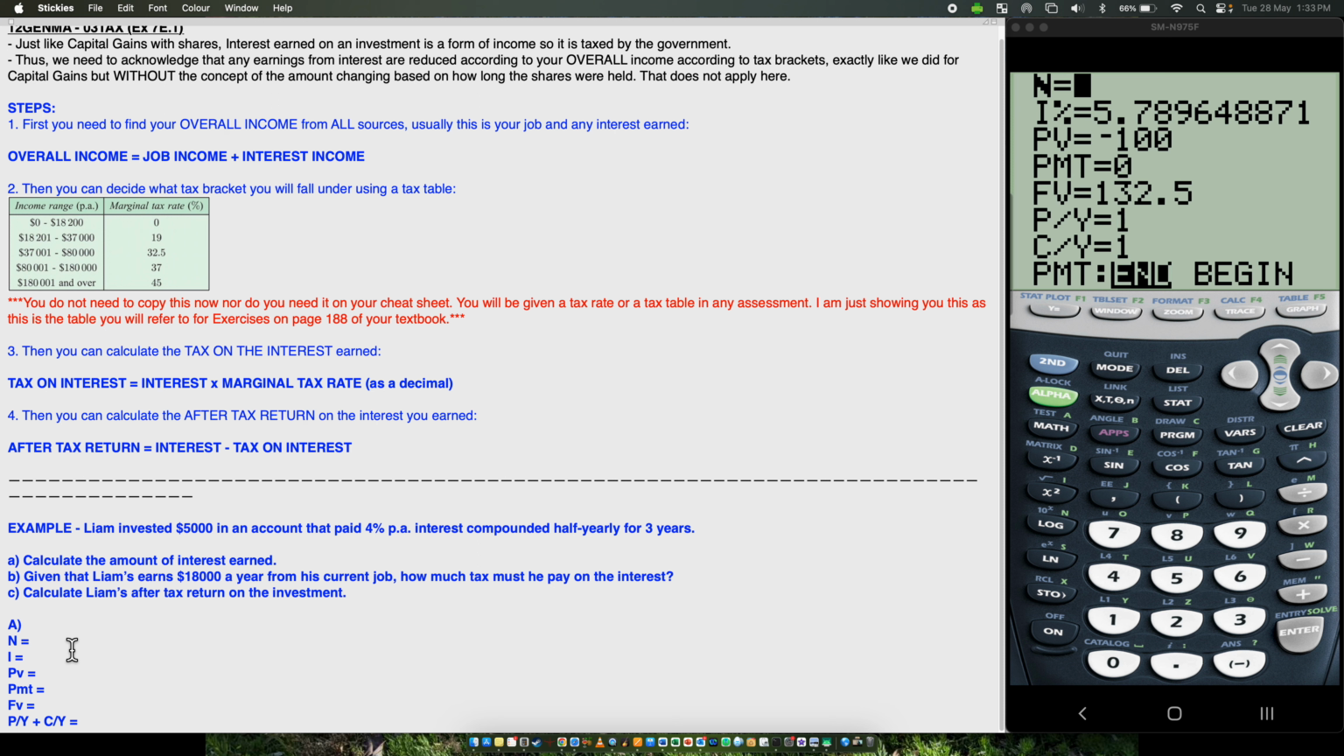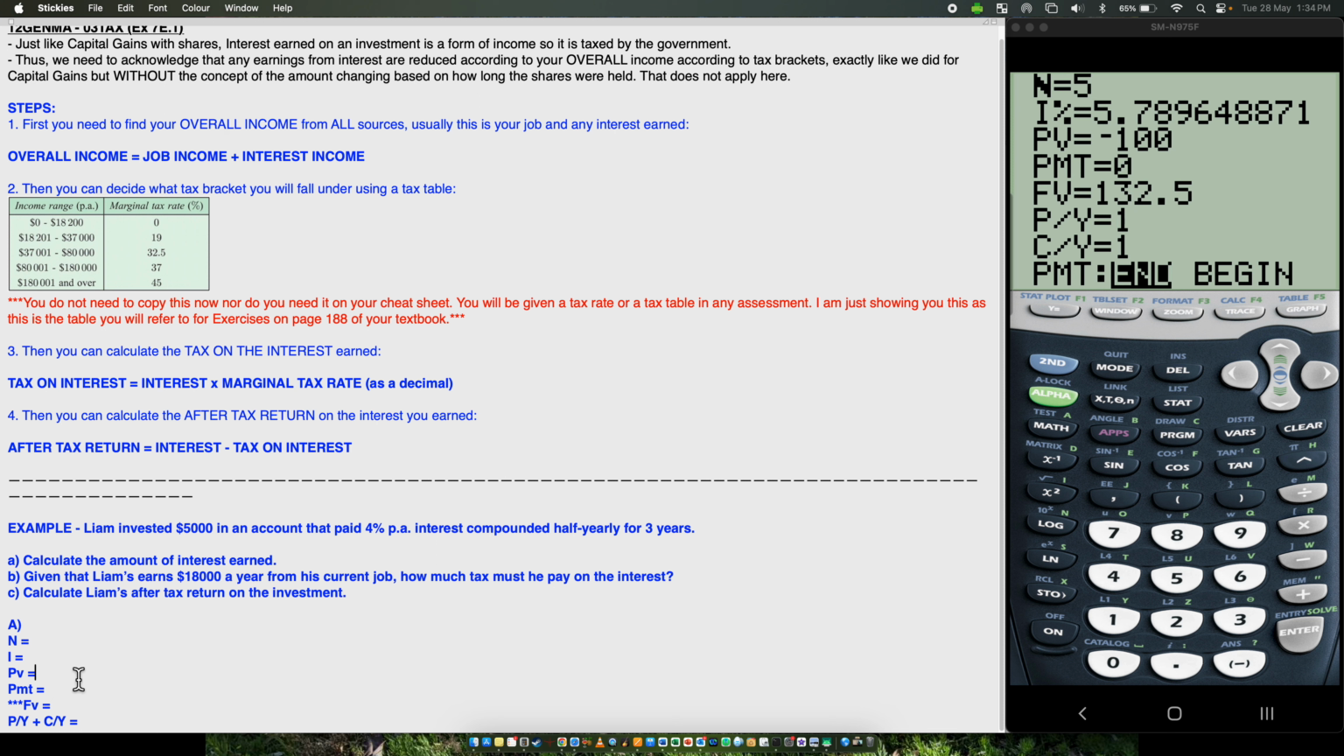Now let's have a look at Liam. Calculate the amount of interest earned. Does TVM Solver, do any of these variables tell you the interest earned? No, that's the interest rate. FV tells you what it grows to. PV tells you what it started at. So none of these variables actually tell you what the interest is, but the difference between FV and PV is. So we need to solve for FV.